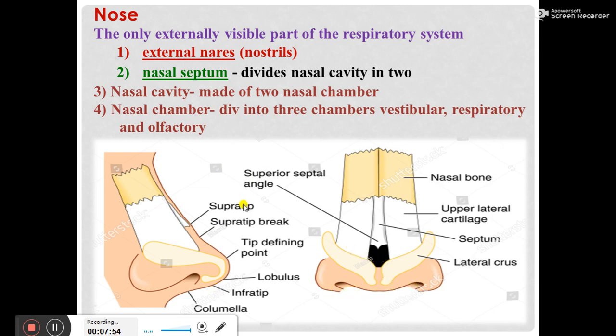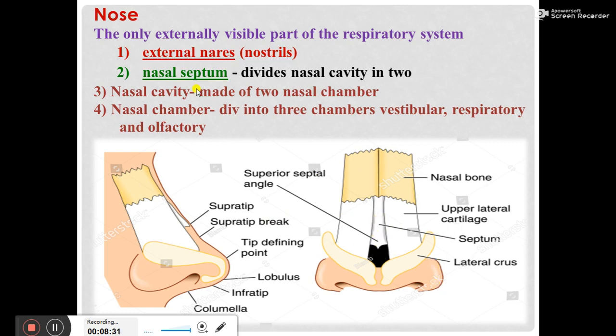So next is the nasal cavity. You should know that there is a nasal septum. This is a bone. It is a nasal septum which divides the nose into 2 chambers. So the nasal cavity is made up of 2 nasal chambers. This cavity is created by the nasal septum. Externally, this part of the nose is called the columella. This is the infratip, and this is the supratip. These things you should know. And the nose is divided into 2 nasal cavities by a nasal septum.